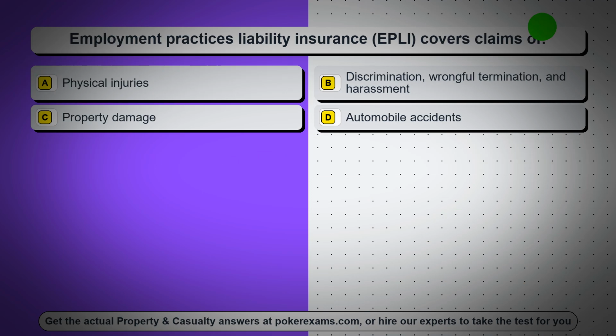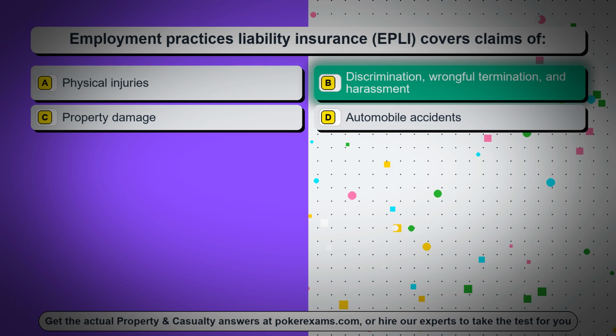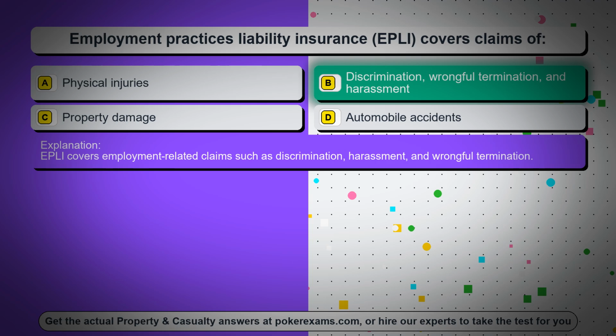Question 62. Employment Practices Liability Insurance, EPLI, covers claims of: Option A, physical injuries. Option B, discrimination, wrongful termination, and harassment. Option C, property damage. Option D, automobile accidents. The correct answer is option B, discrimination, wrongful termination, and harassment. EPLI covers employment-related claims such as discrimination, harassment, and wrongful termination.